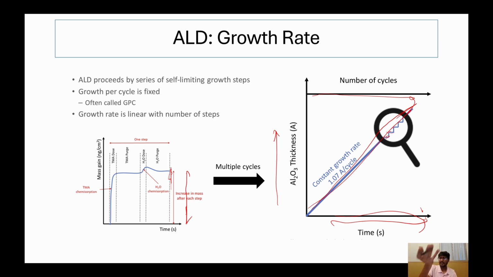This is measured as the growth per cycle: how much thickness is increasing per cycle. If you have done 100 cycles, you can measure the thickness with some kind of ellipsometry or AFM or SEM, and then divide by 100, then you will get the growth per cycle. 1.07 angstrom per cycle is what they are claiming.